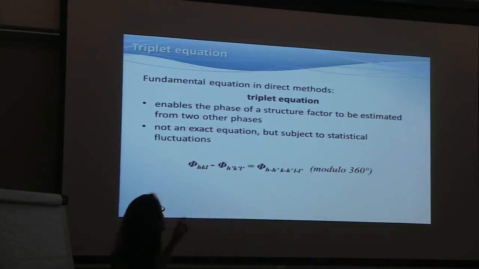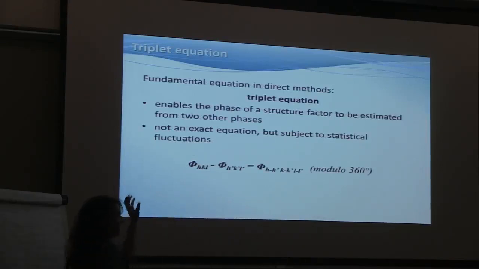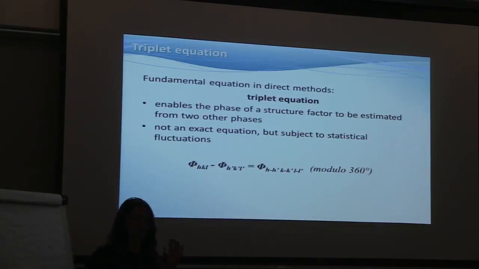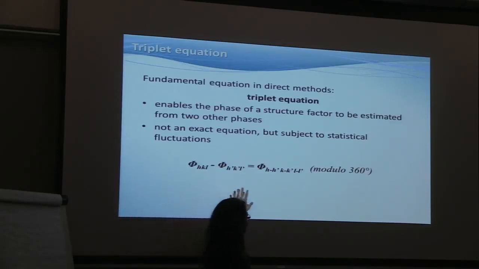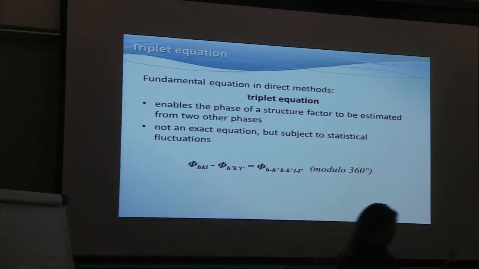Now, the triplet equation is a fundamental equation in direct methods that makes a connection between 3 different reflections for their phases. So it enables us to find the phase of a structure factor from 2 other structure factor phases. And it's not an exact equation. It's a statistical thing. So let's see if we can do this. I actually brought an example, so you can follow what I mean by this equation.